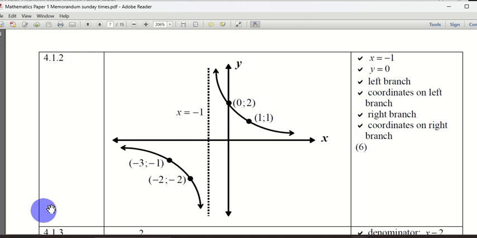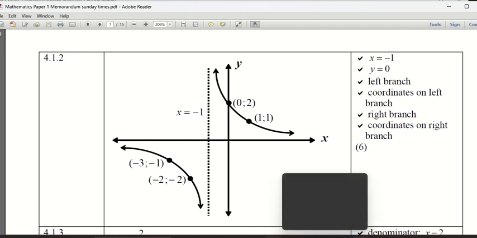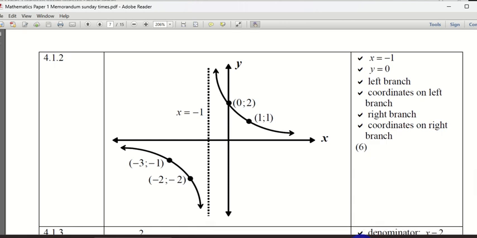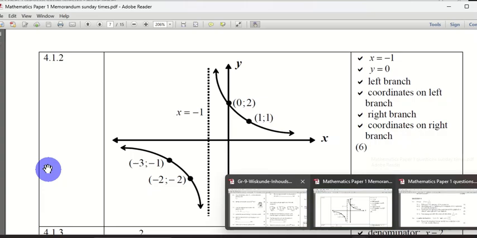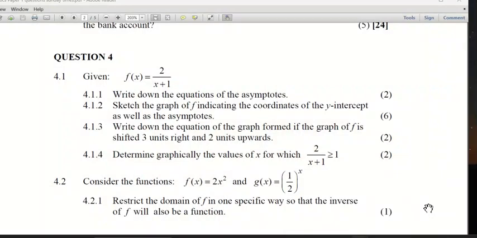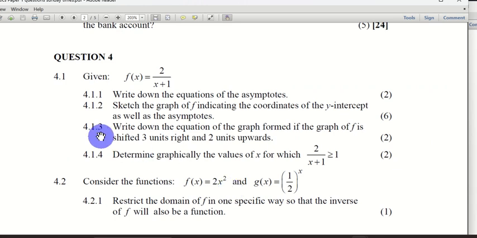Has everyone written this down? Okay. I want you to think about this question. 4.1.3. Write down the equation of the graph formed in the graph of f, shifted 3 units right, and 2 units up.